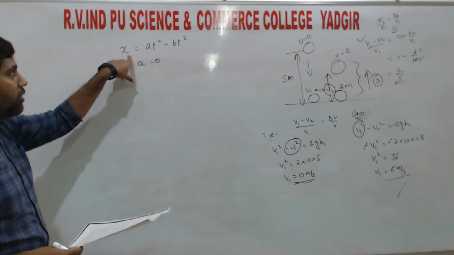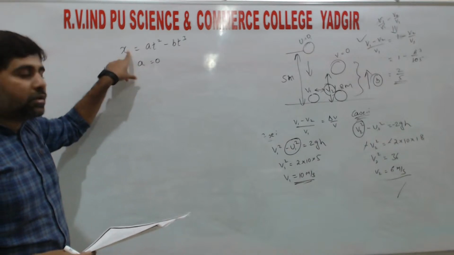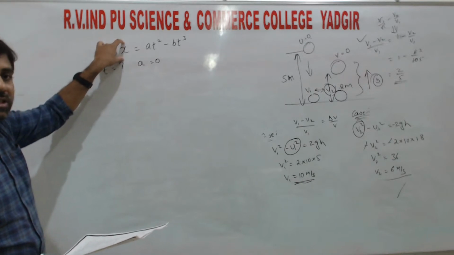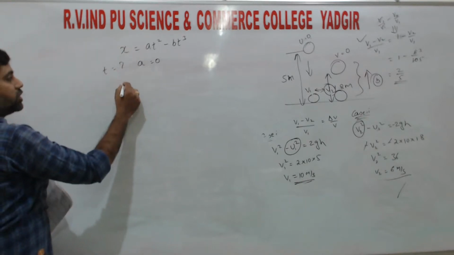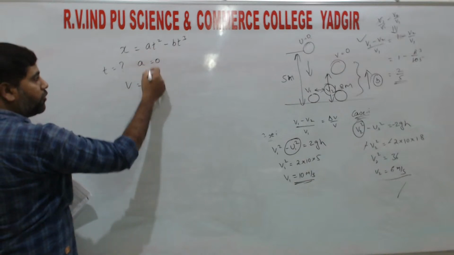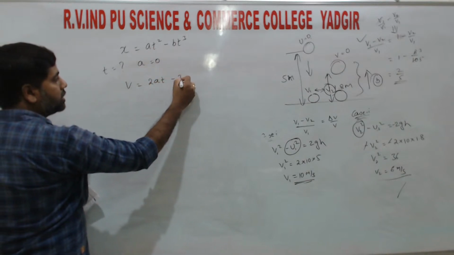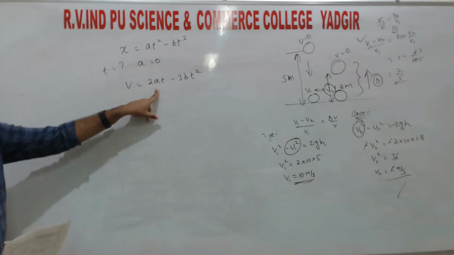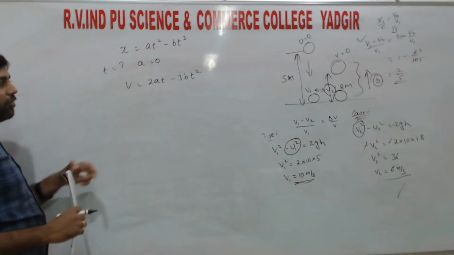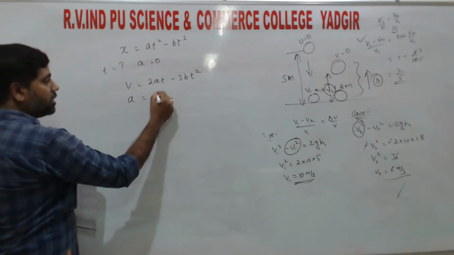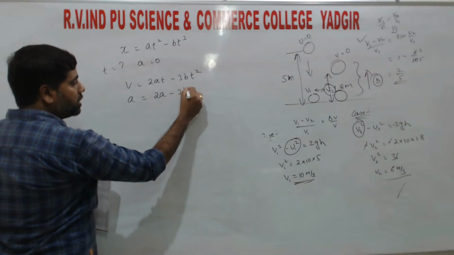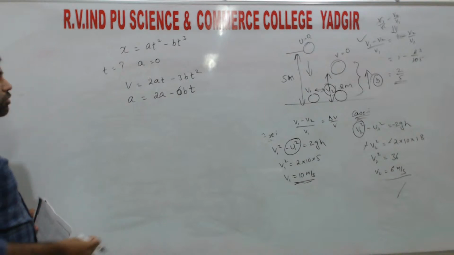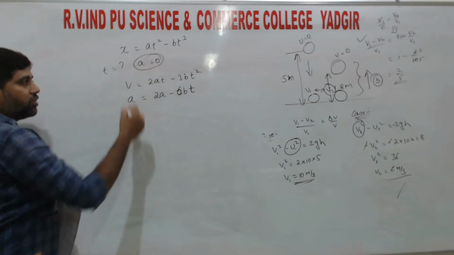So from the given relation first we need to find the acceleration. Acceleration means we need to differentiate this relation 2 times, right? So differentiating one time, we get velocity v. So by differentiation we get 2at minus 3b t square, right? That is dx by dt. So if we further differentiate the velocity we get the acceleration a, that is equal to 2a minus 6b t, right?